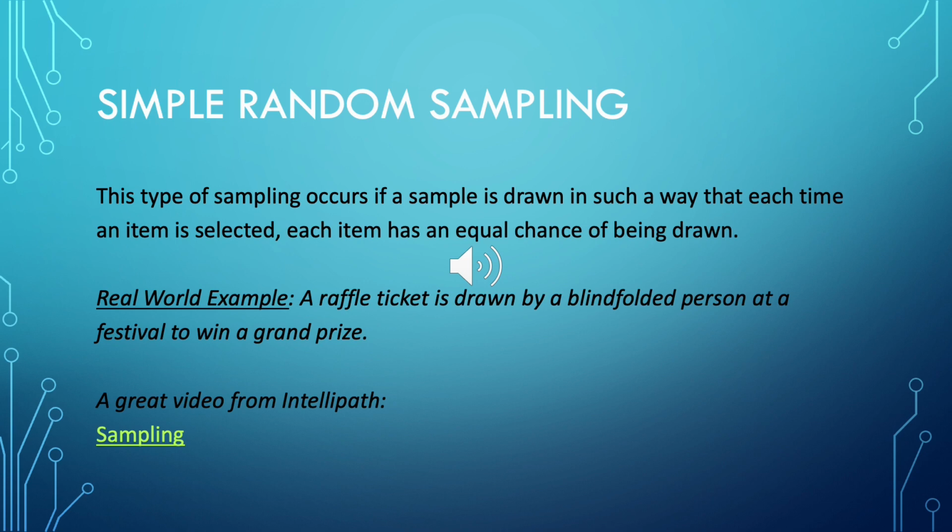So every single ticket that is in that bucket or in the hat has an equal chance of that blindfolded person choosing that raffle ticket. So that'd be simple random. There is a great video from IntelliPath on simple random sampling, and actually it goes into multiple different types of sampling.